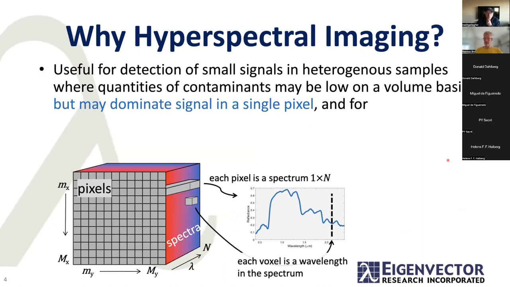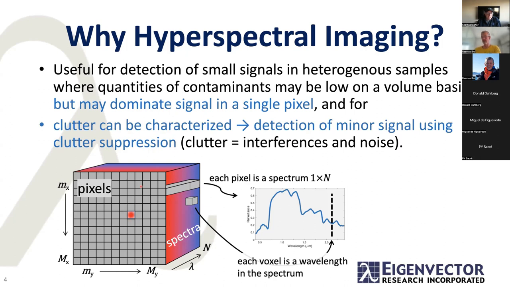And the wonderful thing about hyperspectral is that when you have heterogeneous samples, even though you might have small signals where the quantities would be low on a volume basis, they can be very strong in a single pixel. They can actually dominate the signal in a whole pixel. And also, something that we forget sometimes because we get in the lab and think about our signal so much, is that everything else is the interferences. And we get tons of pixels that are fantastic for allowing us to characterize the clutter, the background interferences and noise. And that we can use to our advantage to help detect these small signals.